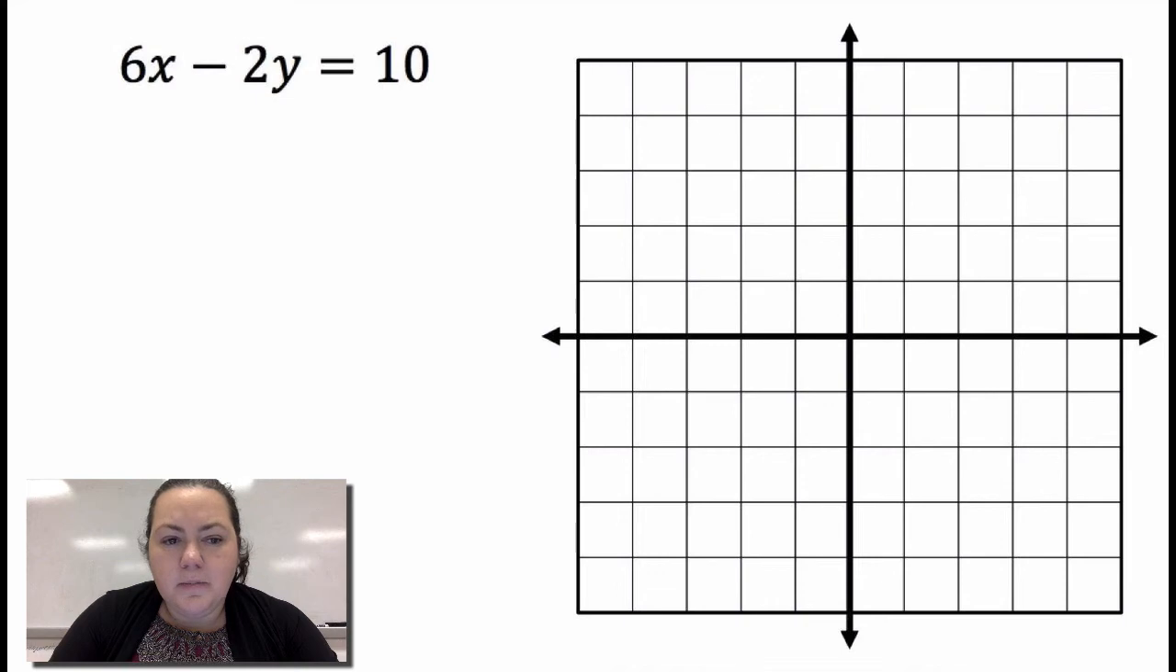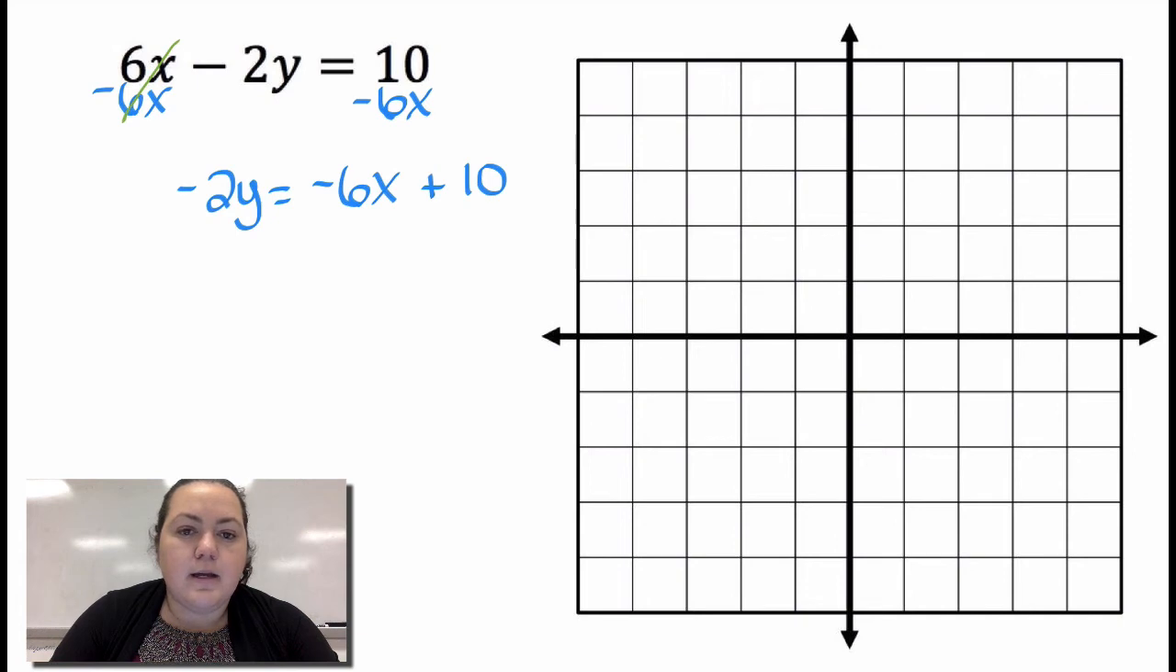All right, this one, you could use intercepts, but if I do 10 divided by 6, I'm not going to get a nice number. I'm going to get a fraction. So I'm going to go ahead and just rearrange it into slope-intercept form. So I'm going to subtract the 6x on both sides. So I'm going to have negative 2y equals negative 6x plus 10. Remember that 6x and the 10, you can't do anything with them because one has an x and one doesn't. So you're just going to write them as 2 separate pieces.